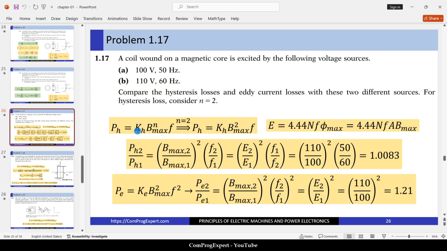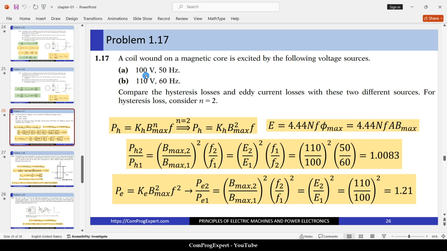So, is the value of KH constant or not? KH can be a function of temperature and other quantities, but here in this problem, we don't have any information and we consider it as a constant. So if we consider the value of KH constant, we can write this equation. The ratio of hysteresis losses is proportional to the ratio of frequencies, right? The power is 1, and the ratio of the maximum flux densities. But in this problem, the maximum values of flux densities are not given.